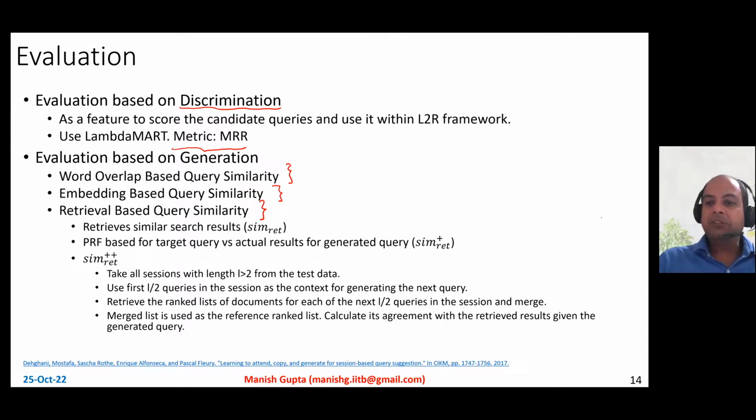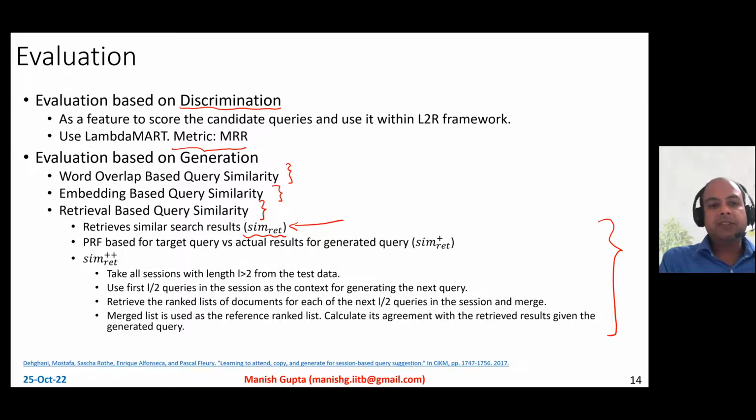In fact, there are three metrics which are used to compute retrieval based similarity with the ground truth query. The first one is pretty simple. It's called retrieves similar search results, also sometimes called SERP sim. The idea is that you have a ground truth query, you get the top 10 results. You have a generated query by the model, you get the top 10 search engine results. If the results match a lot, for example, their titles and snippets, if you take the bag of words, they match a lot, then basically the similarity as per the search engine result page, SERP sim, is very high, right? And that's what is captured in this metric.